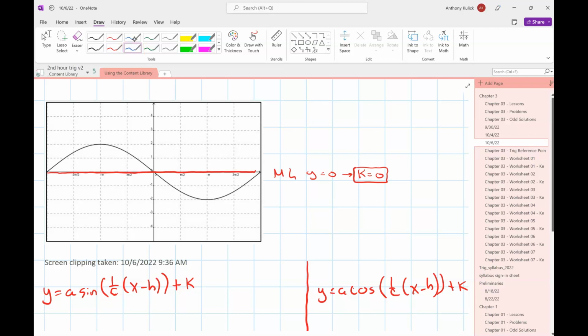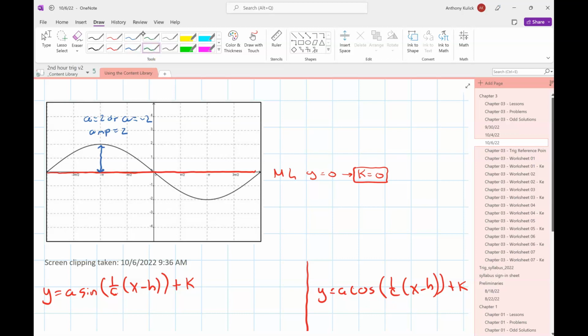Okay. The next thing I'm going to look for is the amplitude. So the amplitude is the distance from an extrema to the midline. So that amplitude here is 2. So what does that tell me? A is 2 or -2. Right? Because the amplitude is the absolute value of A. So A could be positive or negative. We don't know which yet.